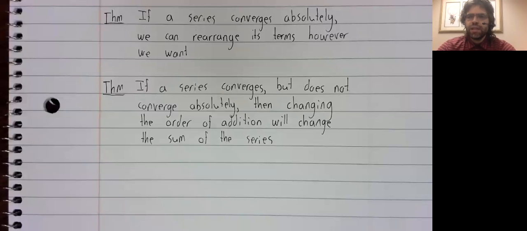Theorem. In general, infinite addition is not commutative. If a series converges, but it does not converge absolutely, then changing the order of addition will change the sum of the series. In fact, I'll go further.